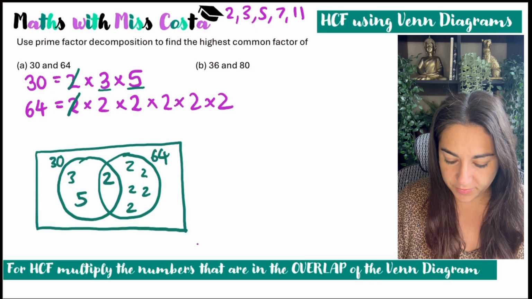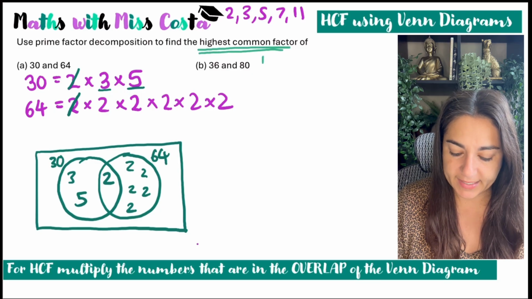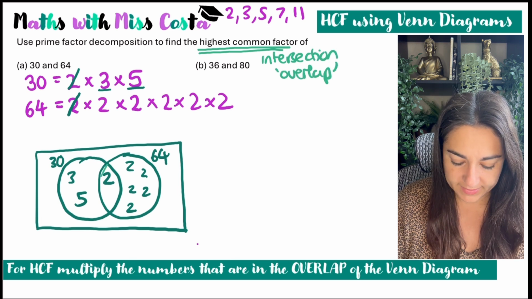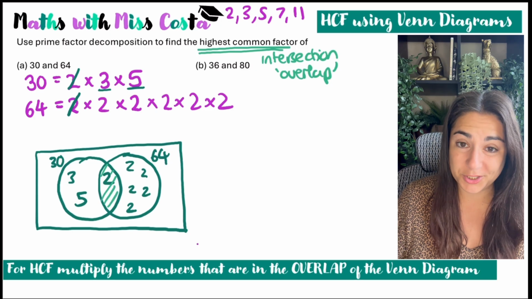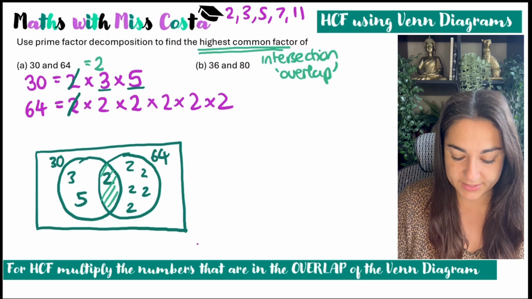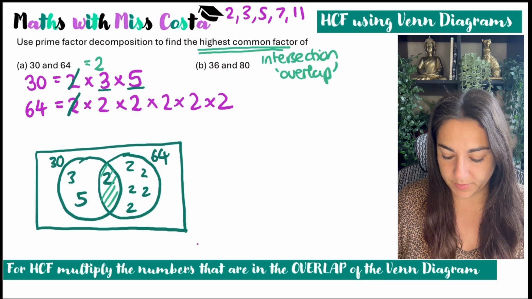Now, to work out the highest common factor, that is basically all of the things that are in the intersection or the overlap. So everything that's in the overlap, well, that's just 2. So the highest common factor of 30 and 64 is 2. Okay, let's try another one to see if that makes a little bit more sense.